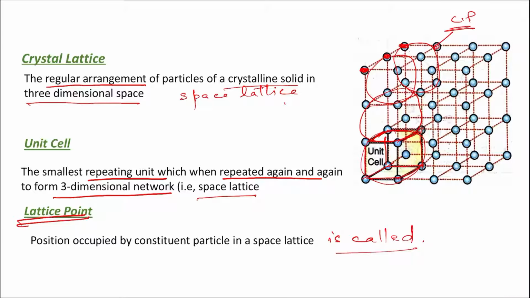So if we know about the lattice points, we can find out what type of unit cell it is, and we can find out the number of constituent particles in a given unit cell, etc. Fine. So now next we have to use the unit cells. Next topic is the types of unit cell.